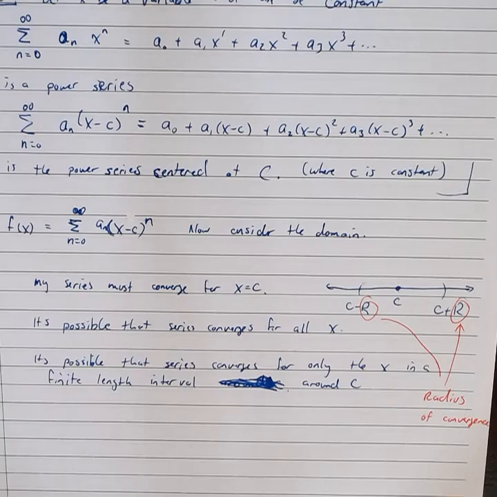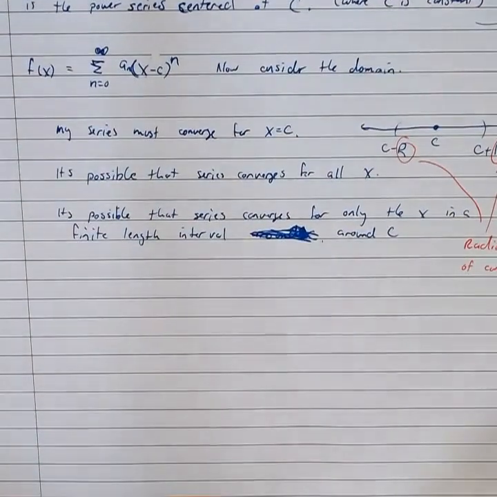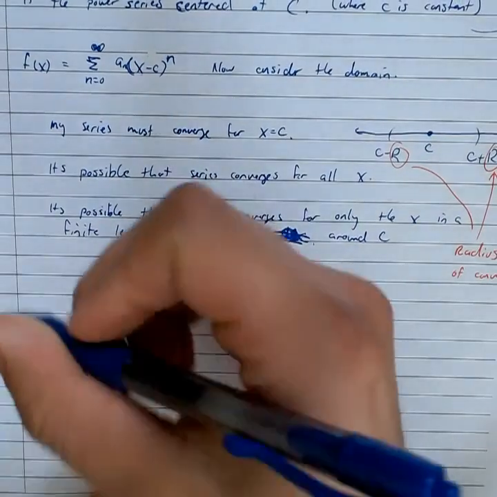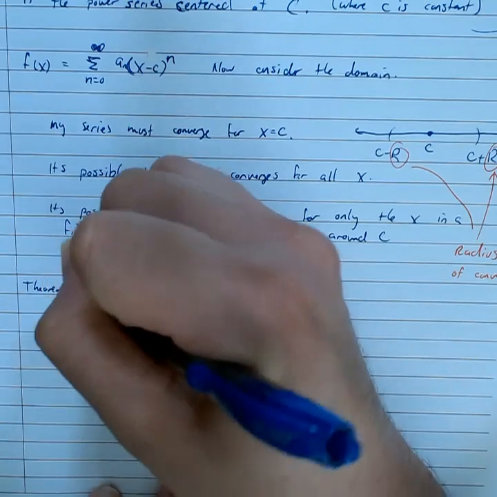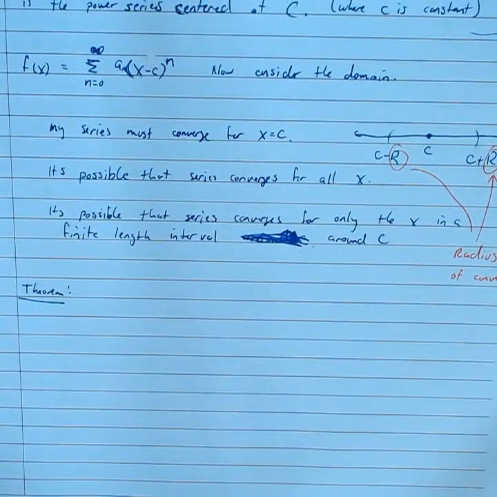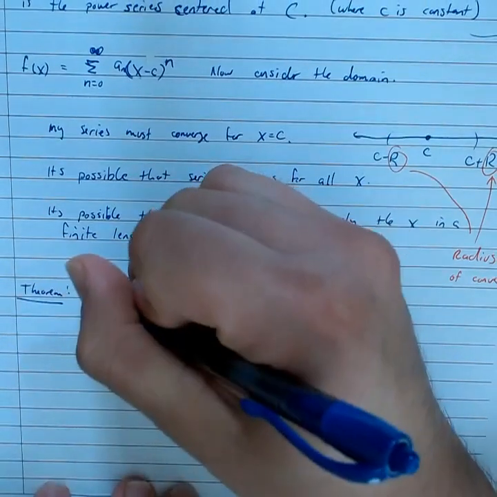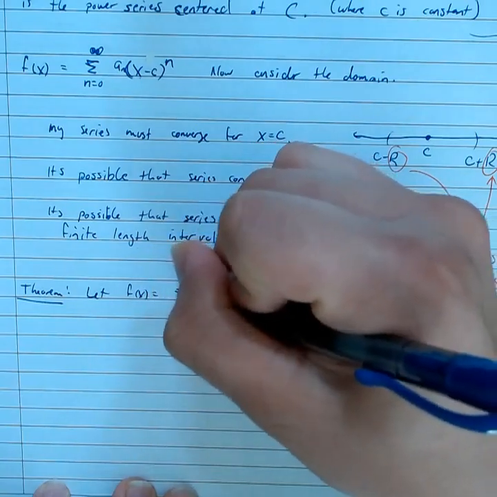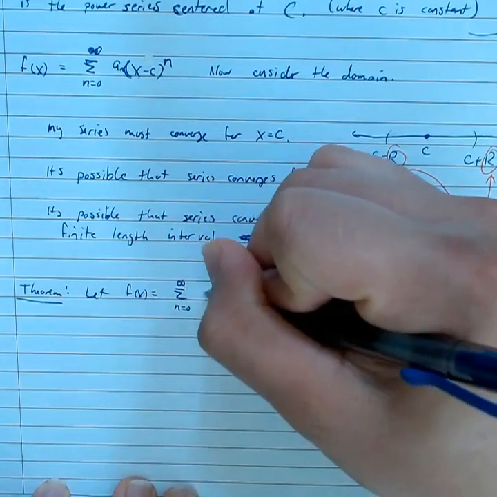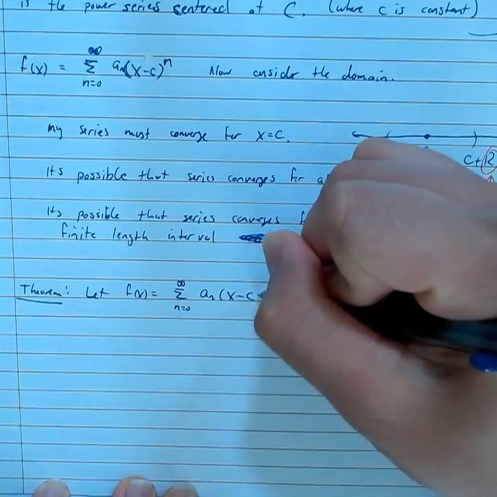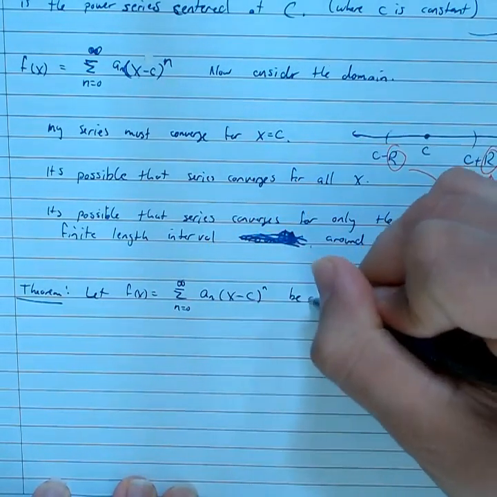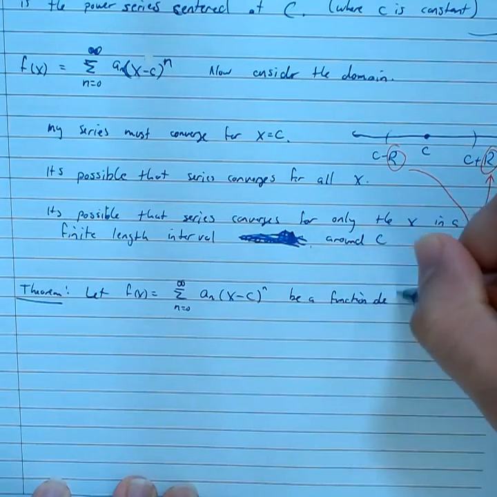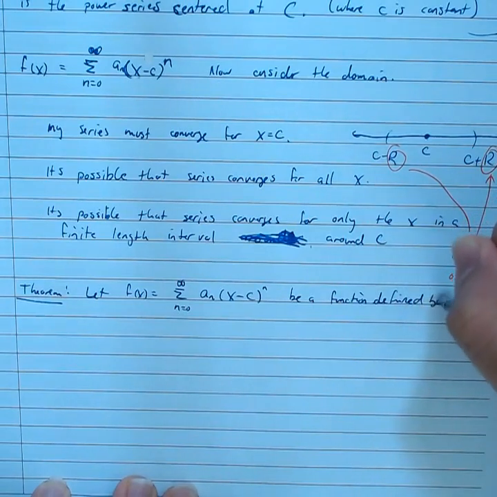So this gives us a theorem which essentially formally states what I've drawn crudely up here. Theorem. We're going to begin with a power series centered at c. So let f of x be defined as a power series, the sum from n equals 0 to infinity of a sub n times (x minus c) to the power n, a function defined by a power series.